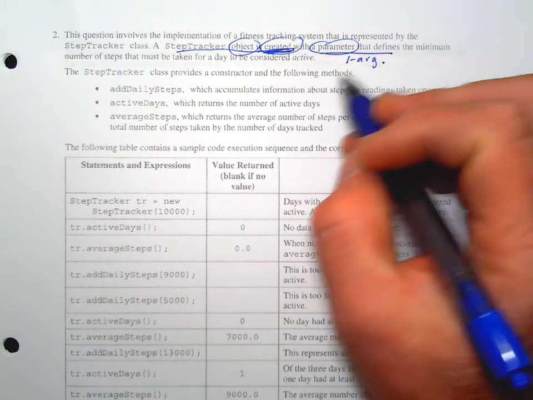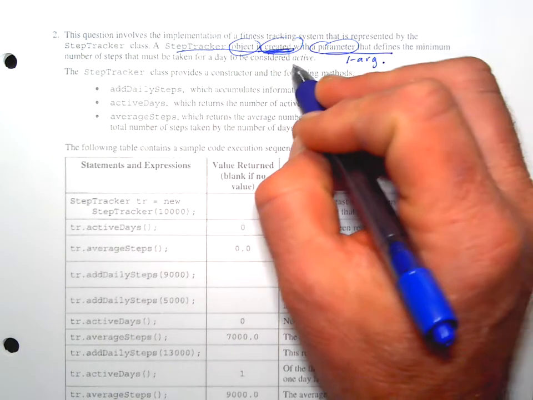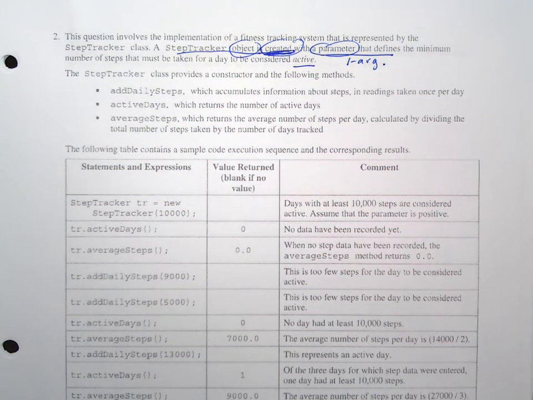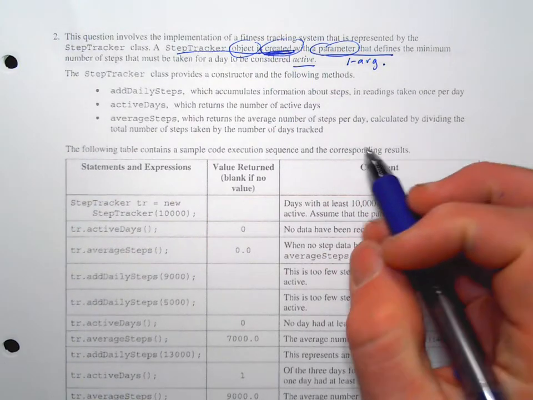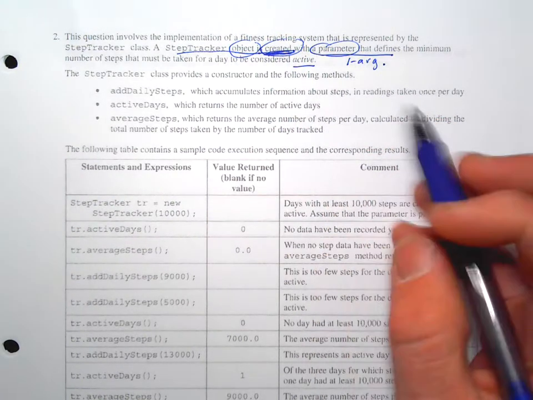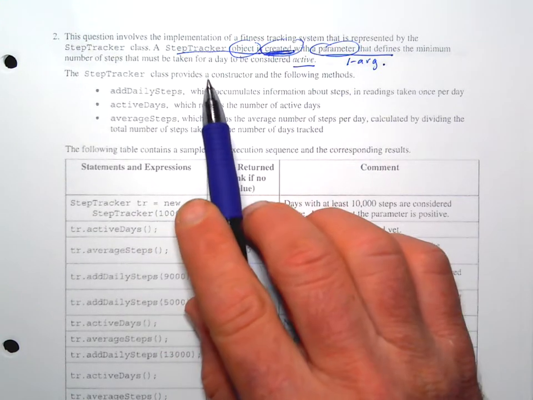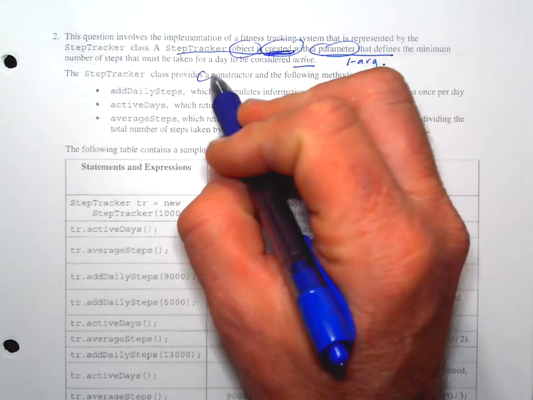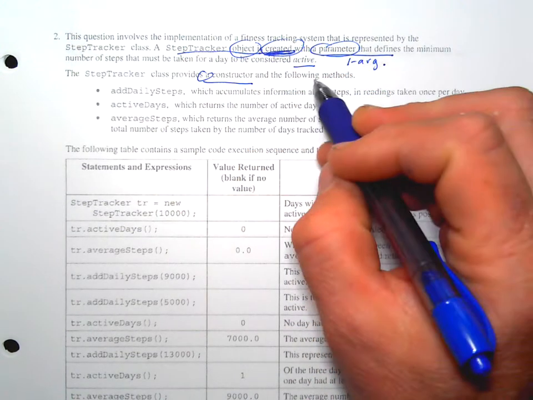The minimum number of steps that must be taken to be considered active. That's all the constructor takes. Okay? So no steps are going to actually be added or days added initially, but you do need that argument. It's the one thing you need. The StepTracker class provides a constructor and the following methods. So you definitely need a constructor, one of them, and these methods.